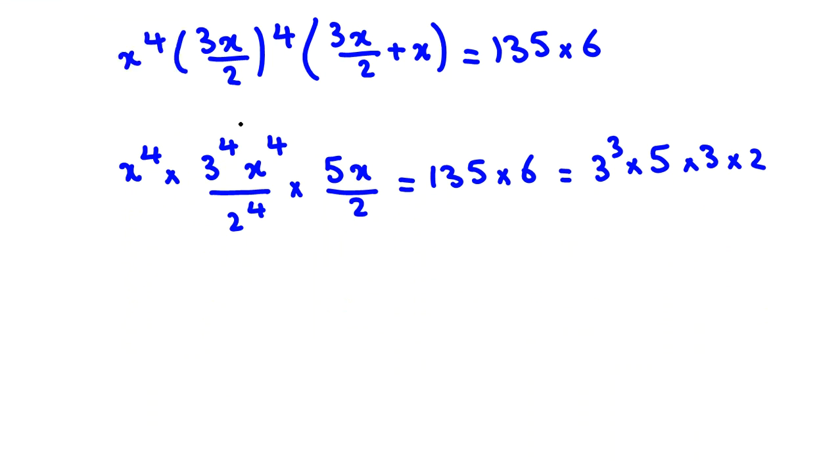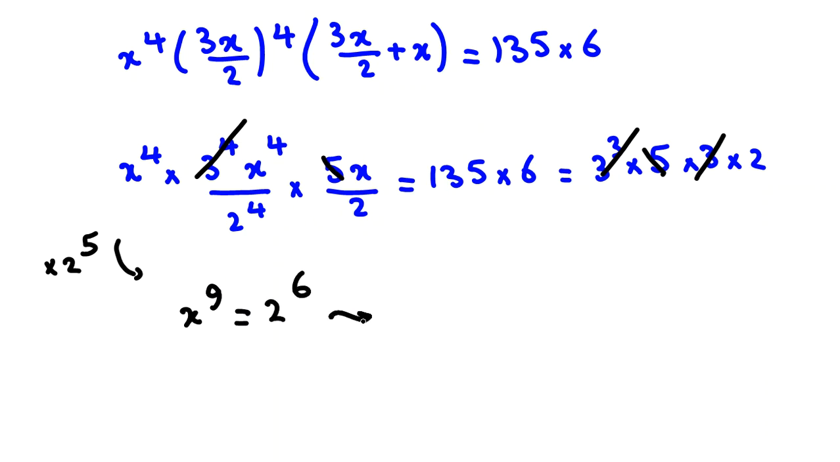Let me simplify with 3 to the 4, 3 cubed, 3. 5 you can cancel by this 5. And then we can say what? Left hand side, x^4. Now if you multiply both sides by 2 to the 5, x^4 times x^4 times x is x to the power of 4 plus 4 plus 1, 8 plus 1, 9, equal to... We multiply by 2 to the 5. Here we have also 2. So it will be 2 to the 6.